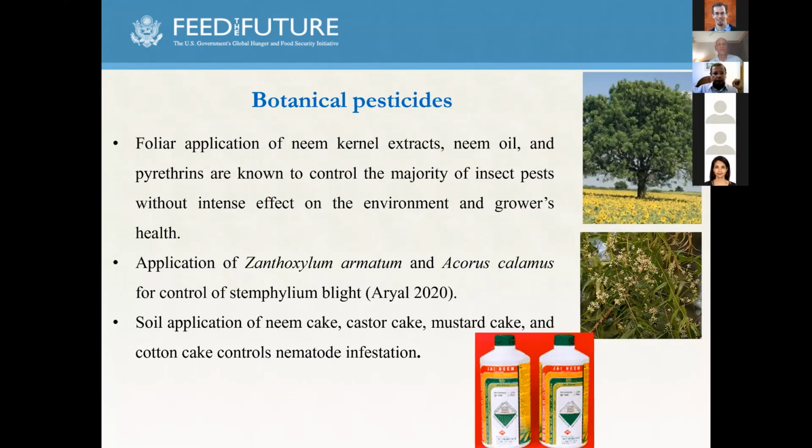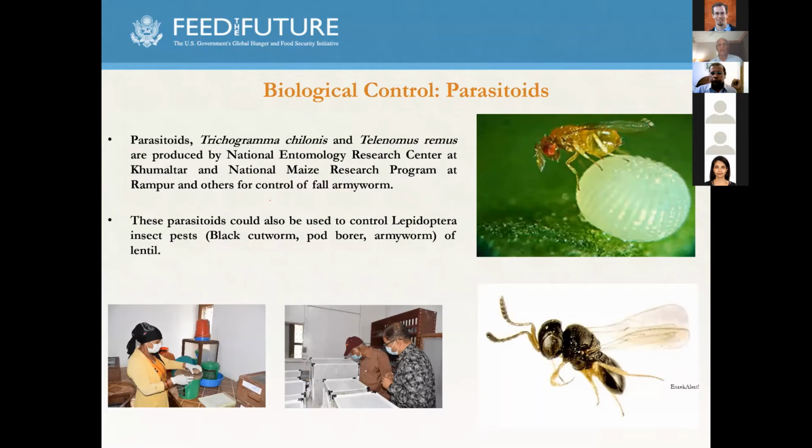Well, botanicals, we have neem. Neem trees are there in the terai, and the neem seeds have azadirachtin, and that could be used for controlling insect pests. Already Mr. Ariel mentioned that 2 plants, Zanthoxylum and Acorus, could be used for controlling Stemphylium blight.